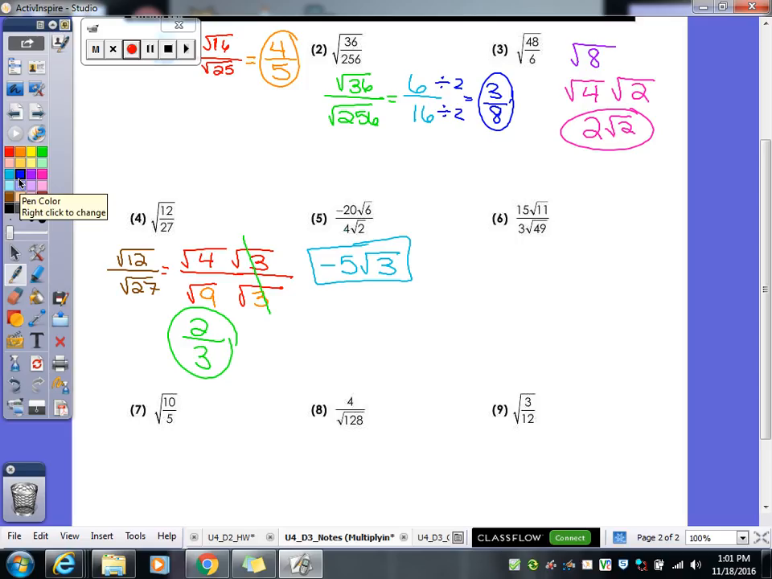So number 6. Can I divide 15 by 3? Yes. I'd get a 5. Can I divide 11 by 49? No. But 49, that's a special one. That's a perfect square. What is the square root of 49? 7. So I would have 5 radical 11 in the top, because when I divided my 15 by 3, I got 5. And then 7 stays in your denominator since radical 49 was down there.